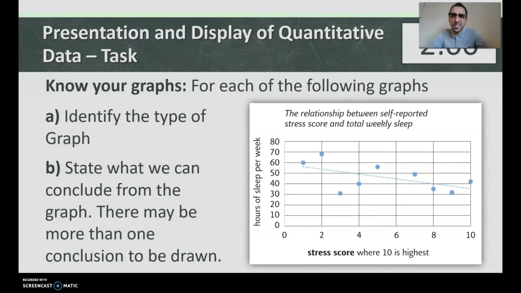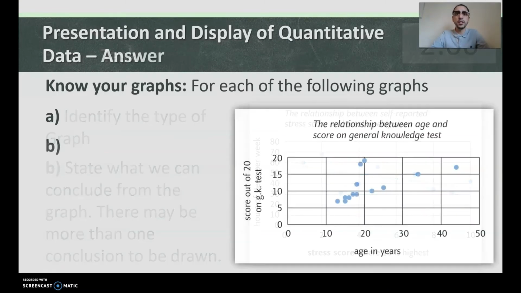Well, we can see that it's a downward trend, so we can conclude that there is an association between the hours of sleep per week and stress score. The higher the hours of sleep, the lower the stress score, or the lower the stress score, the more sleep, or vice versa.